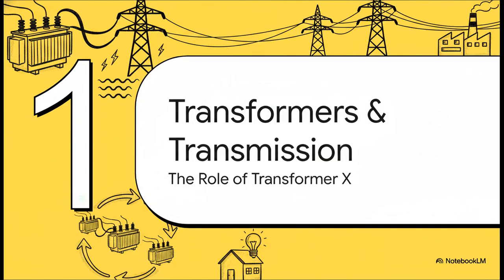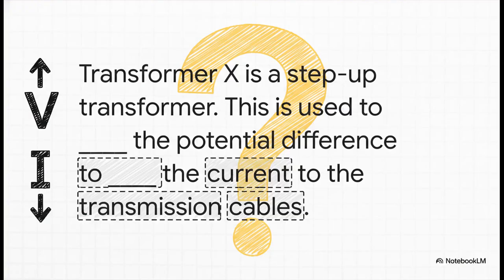Okay, first up, transformers and transmission. The first part of the question zooms right in on that little box labeled X, the transformer that sits right by the power station. Its job is absolutely vital for getting that energy across the country without wasting it all. Right here it is, question 1.1, a classic fill-in-the-blanks. It's asking about the two main jobs of a step-up transformer.